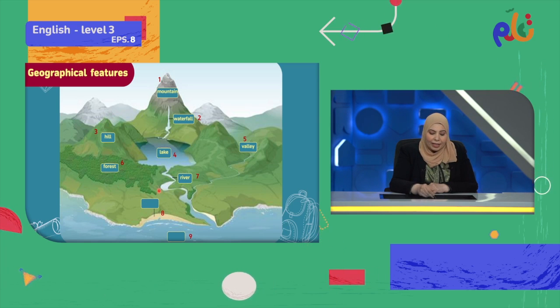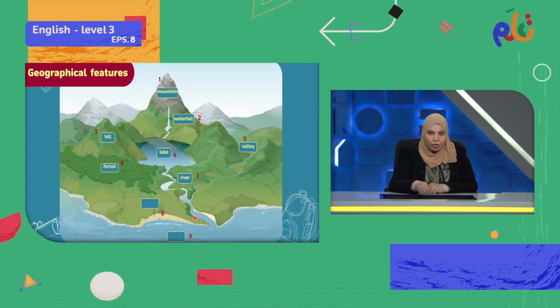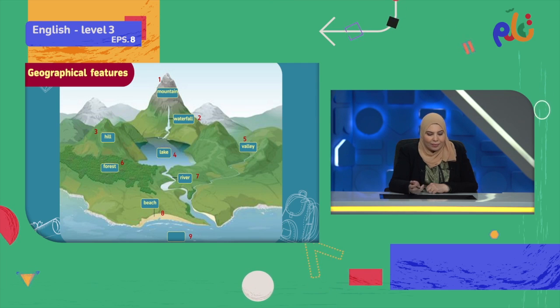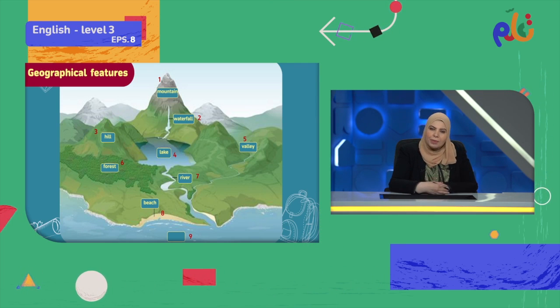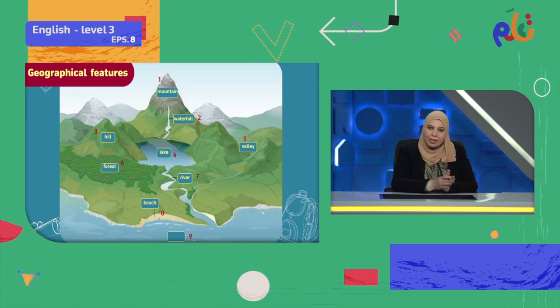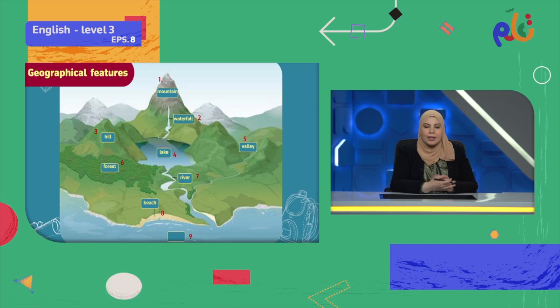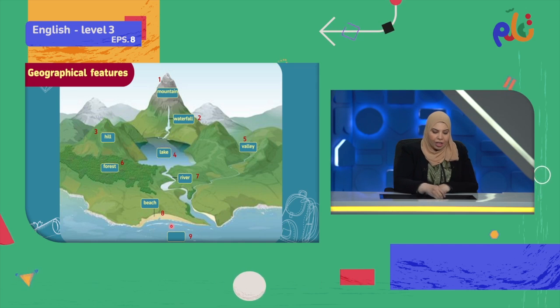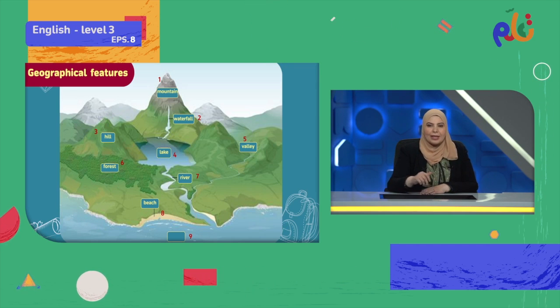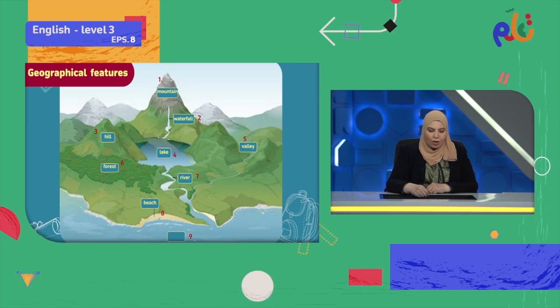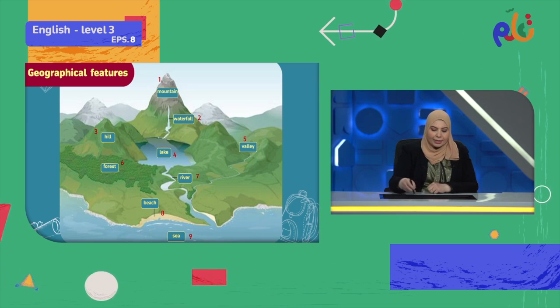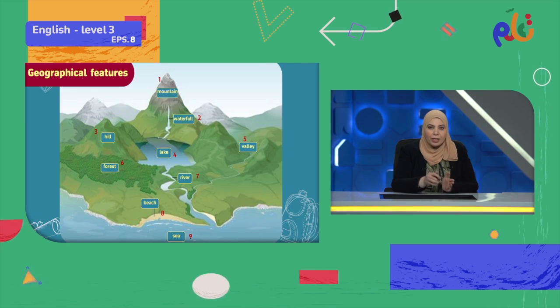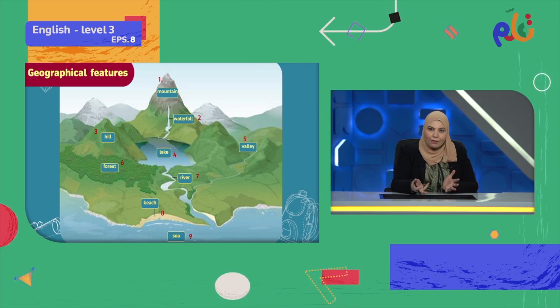And number 8 here, this area next to the ocean or next to the water, what do we call it? This is a beach. Beach, which is the shore. We can either call it a beach or the seashore, the shore. And the last one, the large area of water is called, yes, this is the ocean. By this, we have looked at the most important geographical features that we can find on a map, and we refreshed the words that we have studied.